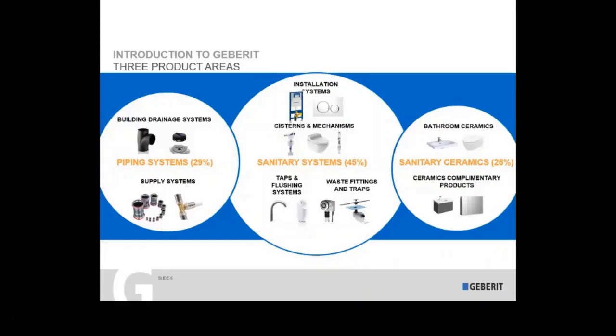In those three key areas, it's roughly a 30% split, apart from sanitary systems being slightly larger, that being the frames and systems. Everything else is more or less a 30% split within the business of the piping, which is drainage and supply. And this is the area that we're going to be talking about today, the piping systems, mainly building drainage systems.